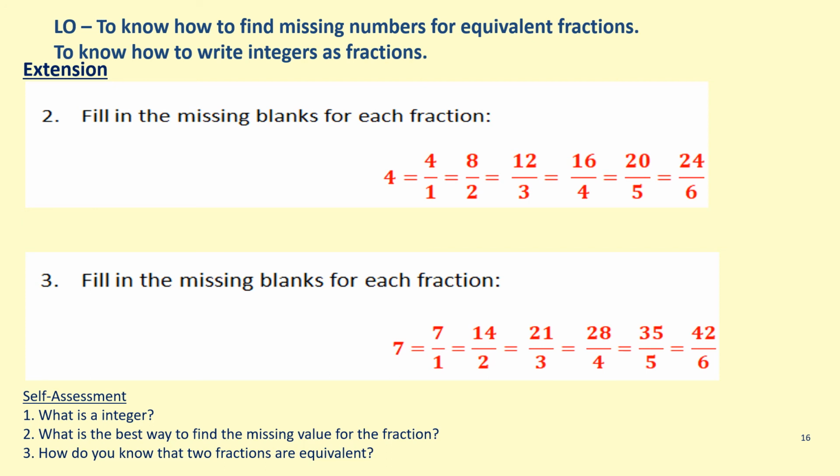And how do you know that the fractions are equivalent? By finding the number that we multiplied the top and bottom of one fraction by to get the other. If those values are different, then they are not equivalent.